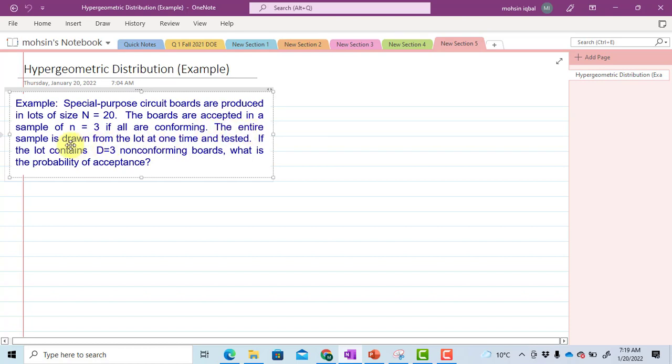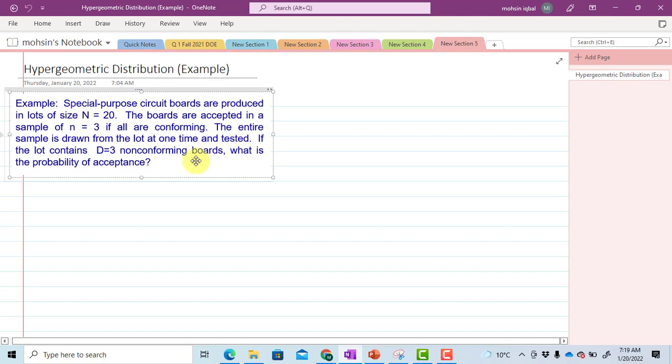The entire sample is drawn from the lot at one time. At one time means without replacement. No item has been replaced and tested. If the lot contains D equal to 3, so it is assumed that during the manufacturing of 20 circuit boards, there will be 3 defective out of 20. But we are interested in how many of them are defective in the sample we have selected, because the result of the sample will affect the acceptance or rejection of the whole population, or the whole production, N equal to 20.